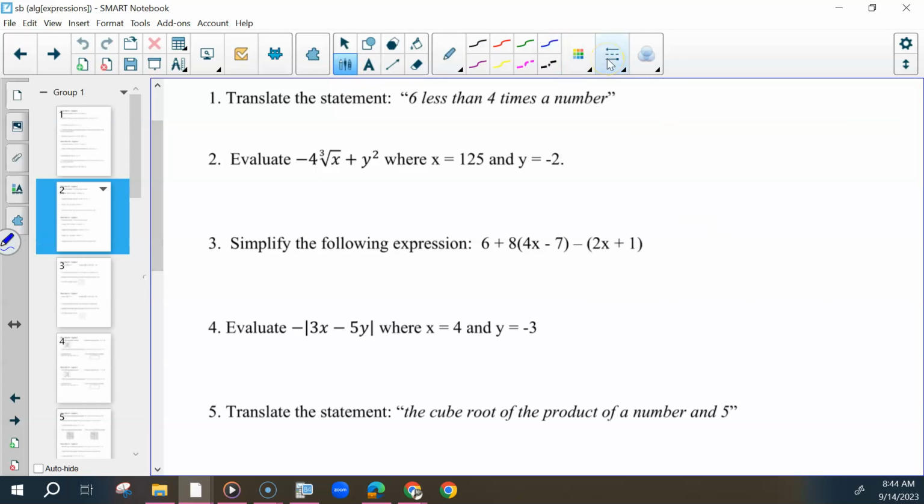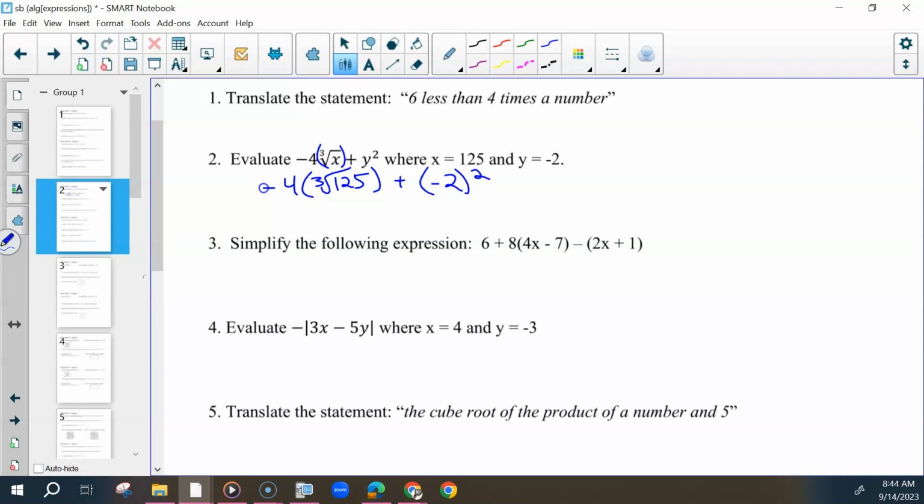Alright, number 2, we'll evaluate. We needed to put these into this exactly as is, so -4. You could put this in parentheses if it helps you, but you don't need to. The cube root of 125 plus, in parentheses again, -2 squared.